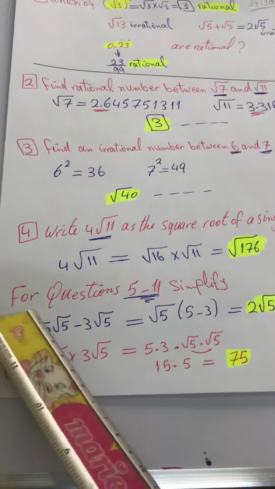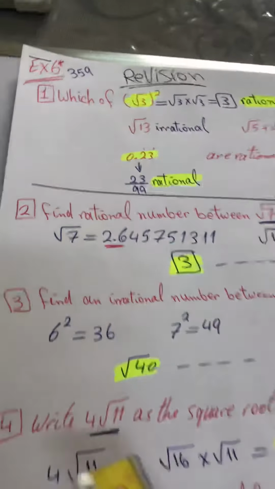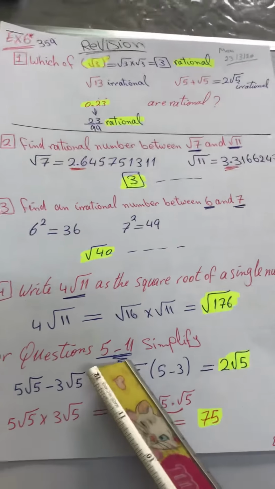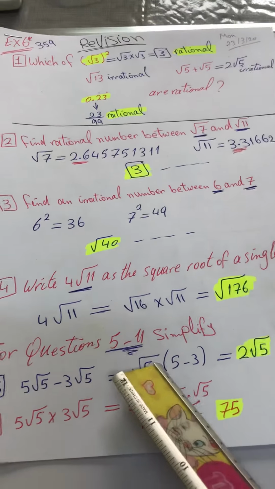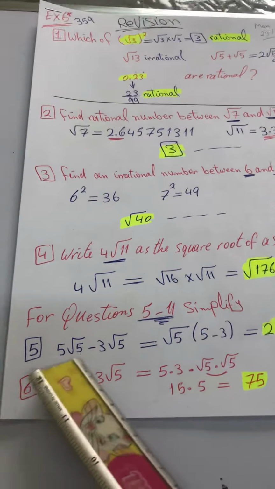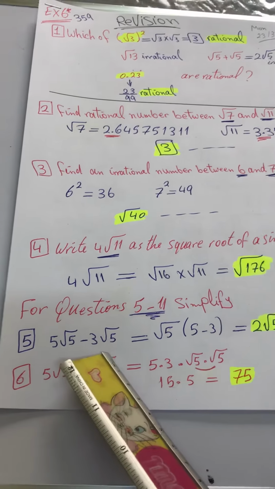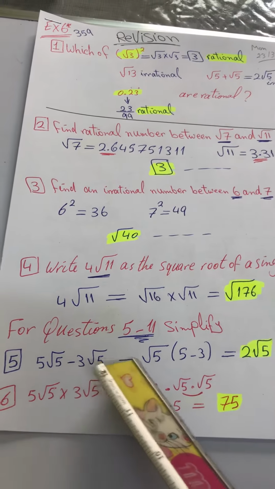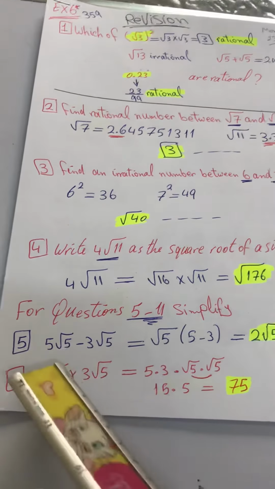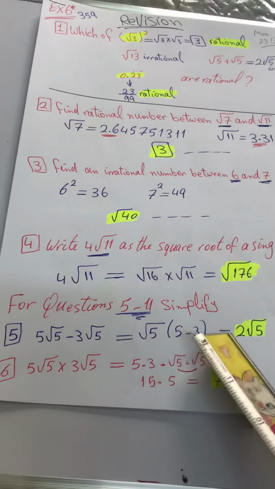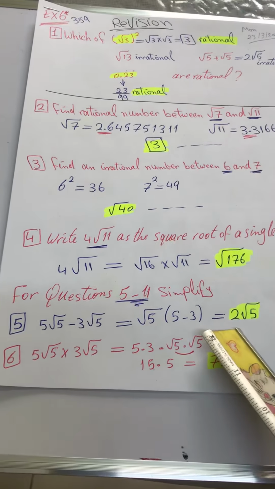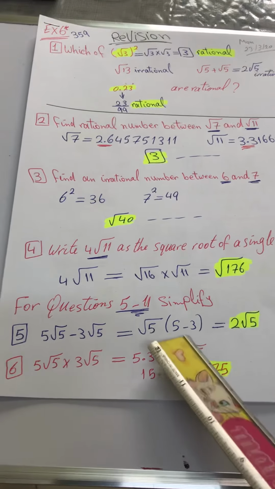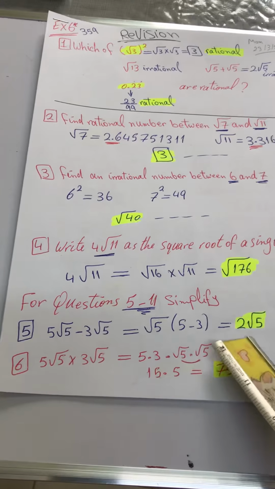Now, in exercise 6 star, page 359, for questions 5 to 11, simplify. Here, it's the subtraction, the difference. I have a square root of 5, a square root of 5. So I'll write square root of 5 just one time and take 5 minus 3 equals 2. Arrange your writing to write the whole number in the beginning and then the root. So it will be 2 square root of 5.